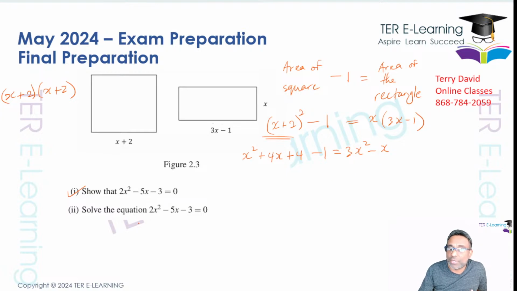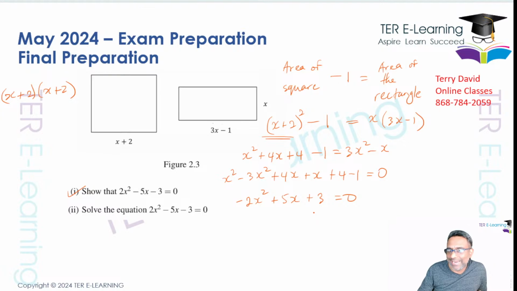Now my answer doesn't look like what we have here as yet. So let's carry everything to the left side. So you're going to get x squared minus 3x squared plus 4x plus x plus 4 minus 1 is equal to 0, right? Now when I simplify this, I'm going to get minus 2x squared. 4x plus x is going to give me 5x. And then 4 minus 1 is going to give me plus 3, is equal to 0, right?